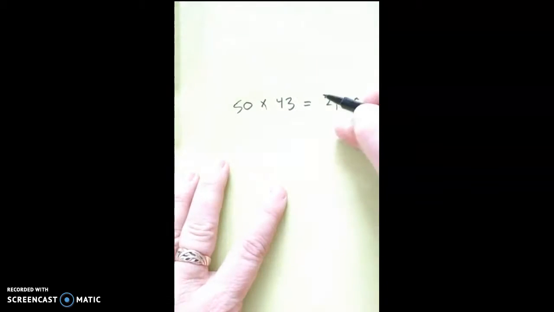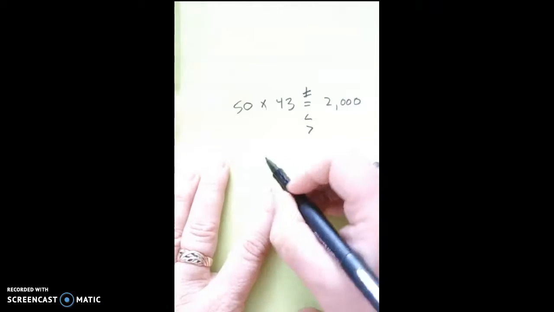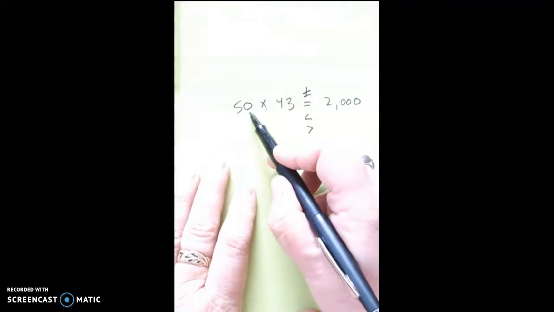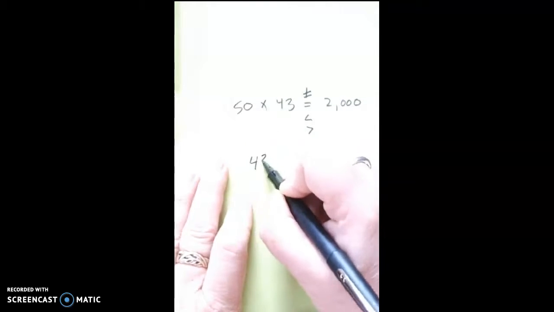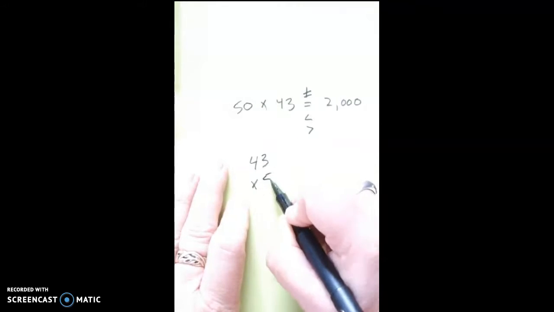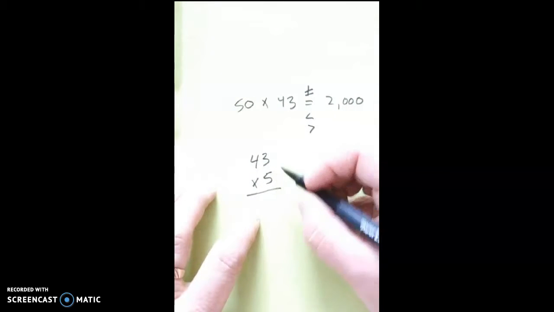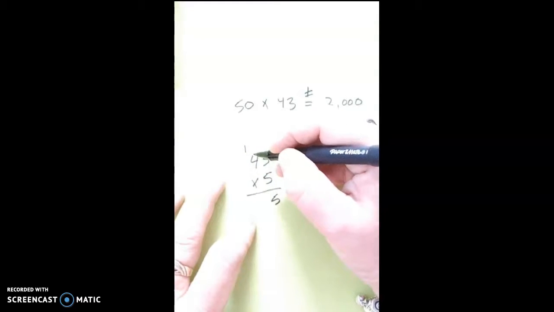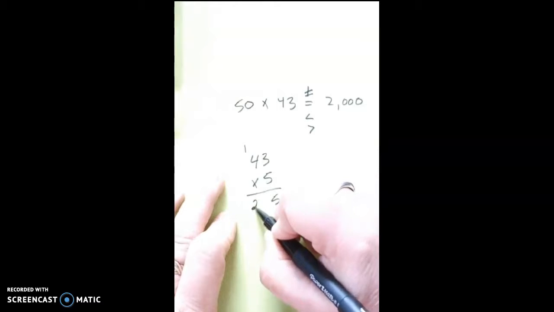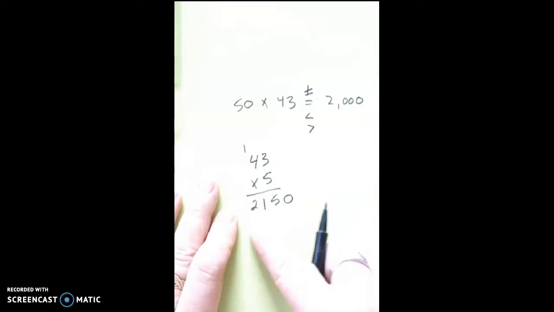So let's find out. Is it greater than, less than, or equal? Alright, so first thing I'm going to do, I notice that this has a 0 in the ones place. So I'm going to multiply 43 times 5, knowing I'm going to add in that 10 later. 5 times 3 is 15. I'm going to regroup. 4 times 5 is 20, plus 1 is 215. Now I need to make sure that I add in my 10. So now I've got the number 2,150.